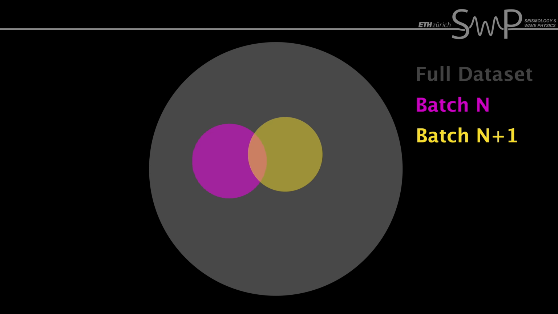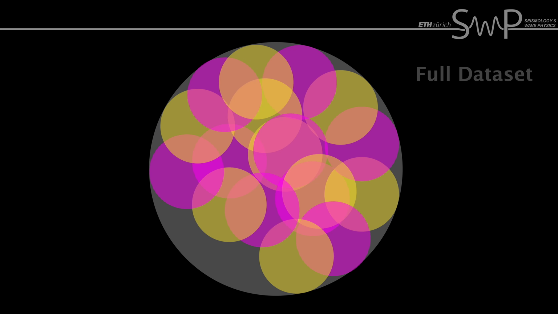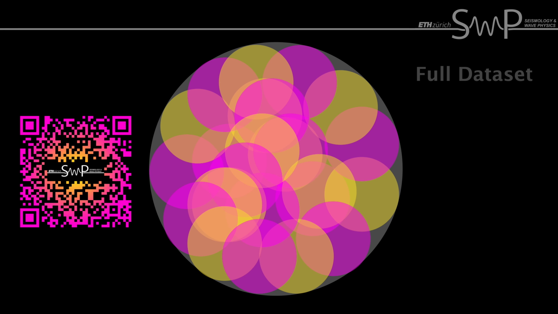The dynamic Minibatch method is a stochastic approach to full waveform inversion. Instead of using the entire dataset to compute each model update, we use mini-batches, which are subsets of the dataset. To monitor misfits between iterations, we always make sure that there's a part of batch n that continues to batch n+1. This way, we can compute multiple model updates while we are exploring the full dataset. For more information on this, scan the QR code on the left.